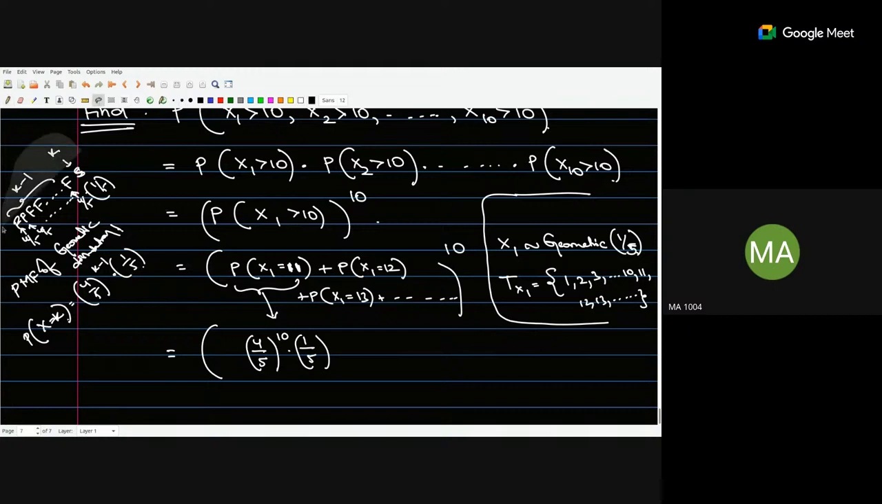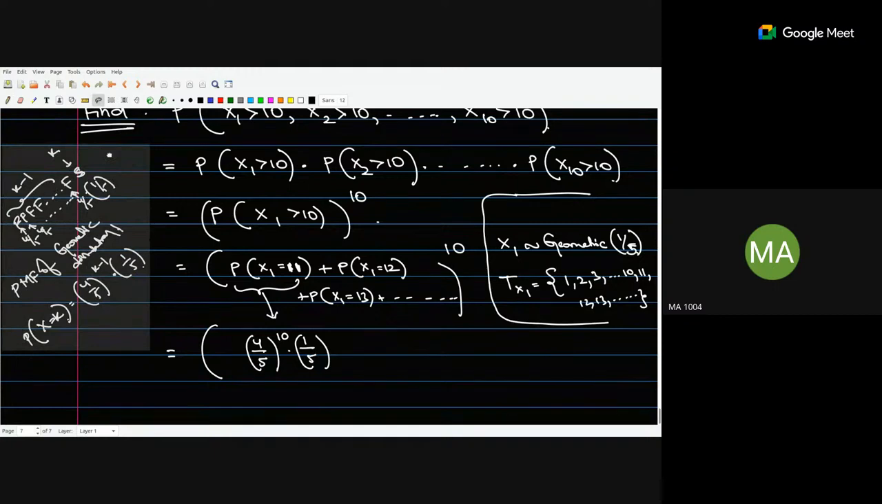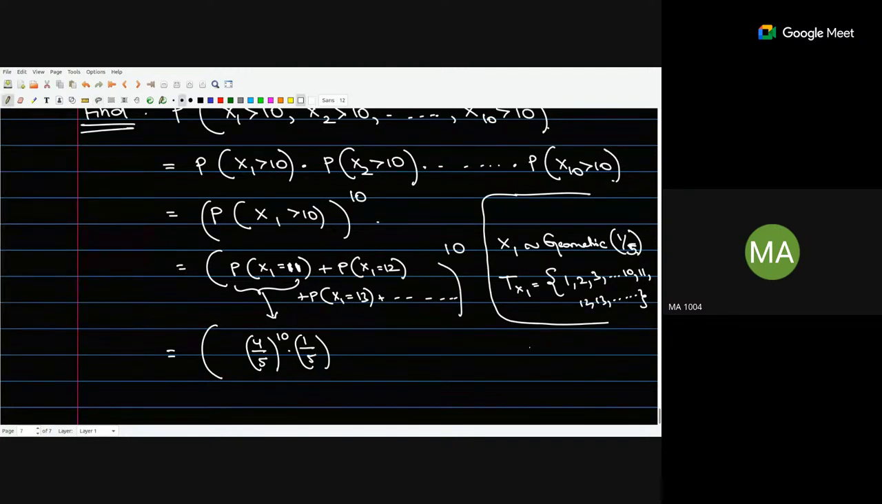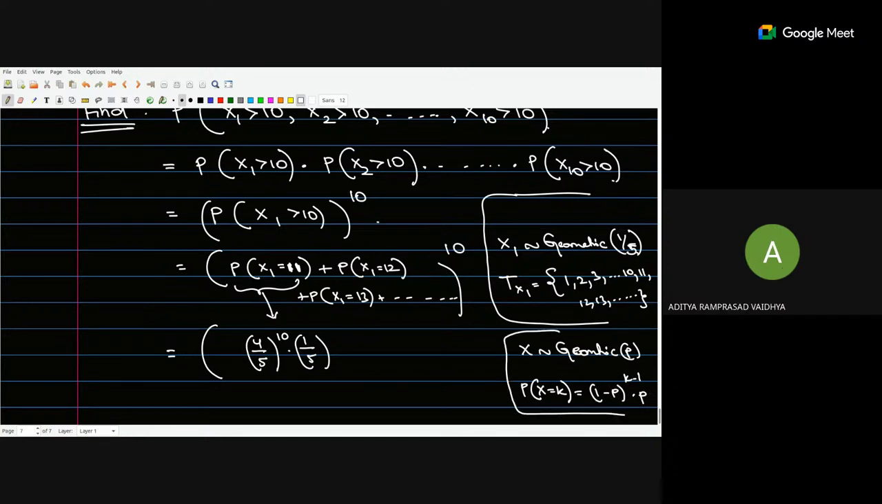That's it. My question is very simple. If X is following geometric p, what is the probability that X is equal to k? Is this (1 minus p) whole power k minus 1 times p? Yes. So here p is 1 by 5 and k is 11. Just substitute it, you are going to get this.